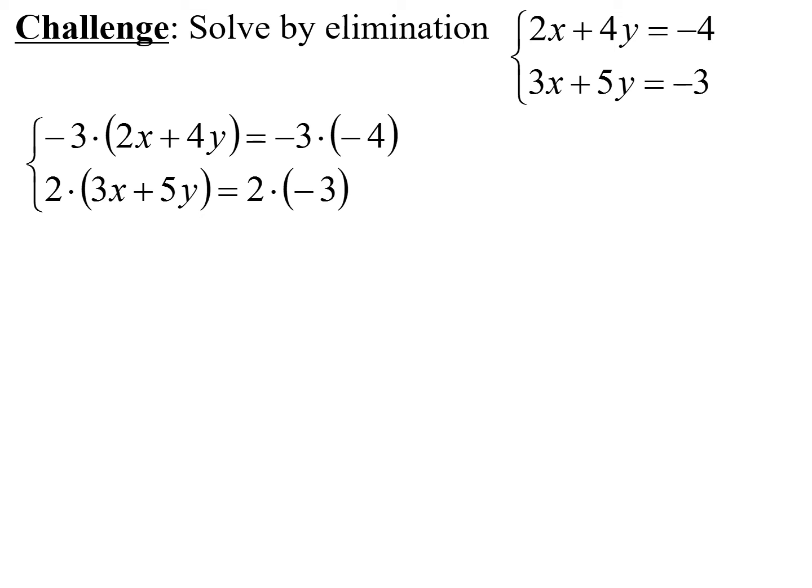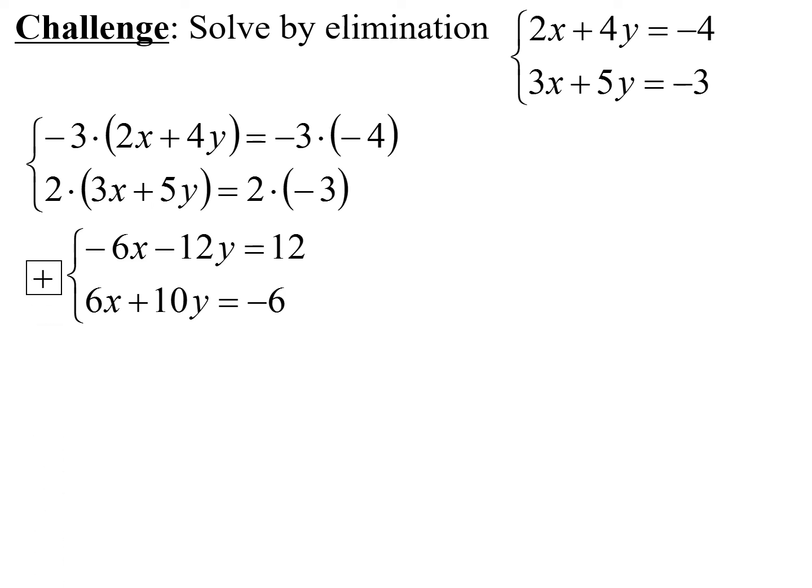So when I distribute -3, I'm going to get -6x minus 12y is equal to +12. Then when I multiply the second equation by 2, we're going to get 6x plus 10y equals -6. Now I'm ready to go ahead and add my equations together. -6x plus 6x is 0x, so those are eliminated. I have -12y plus 10y is -2y. 12 minus 6 is 6. To get y by itself, I'm going to divide by -2, and I get y is equal to -3.